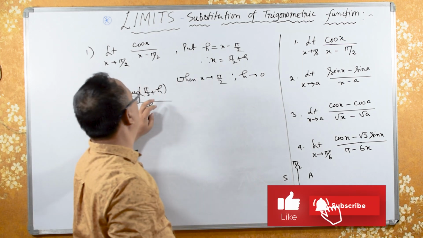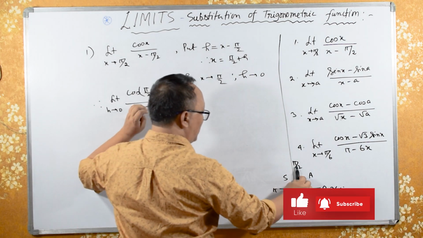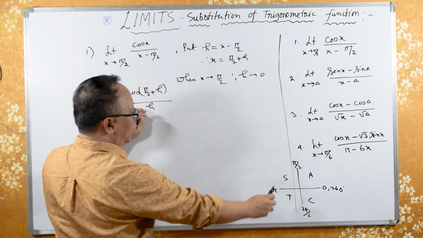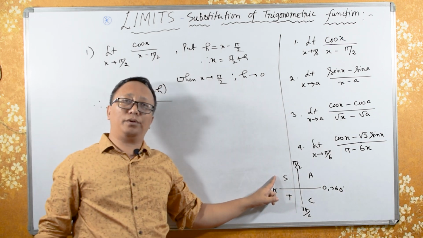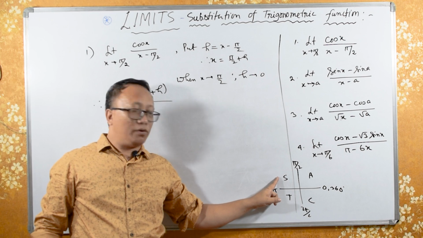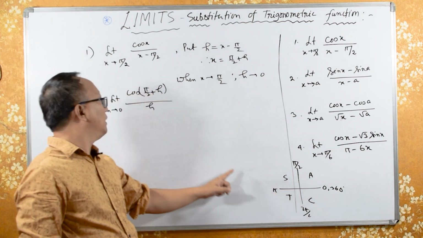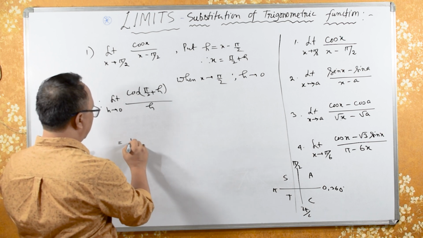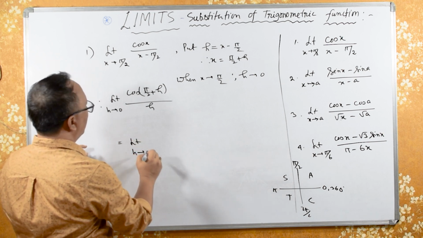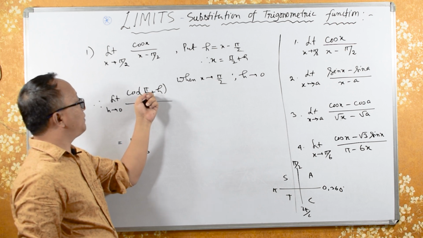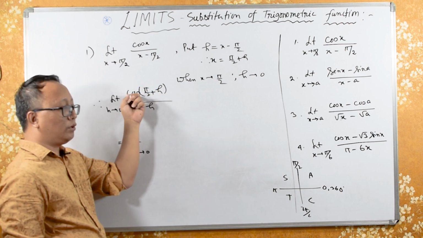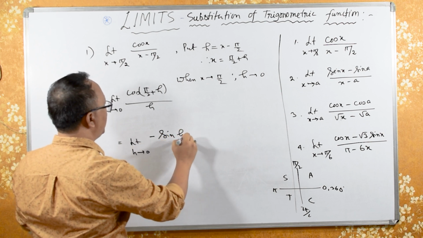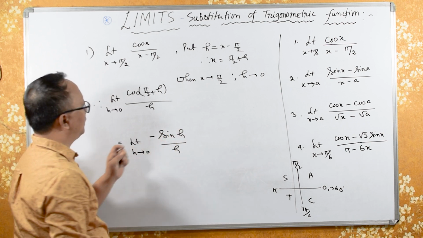Now pi by 2 plus h is in the second quadrant. In the second quadrant, sine and its reciprocal cosec are positive. Therefore cos is negative. But since it is a multiple of pi by 2, cos will go to sine. Therefore, it will become minus sine of h upon h.